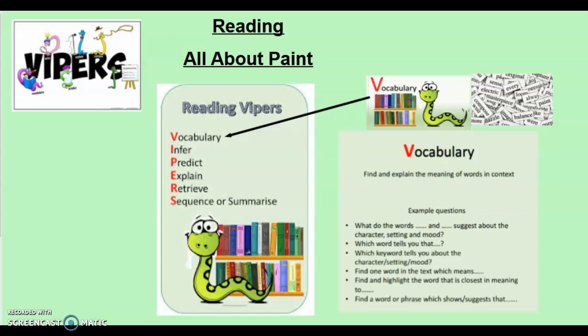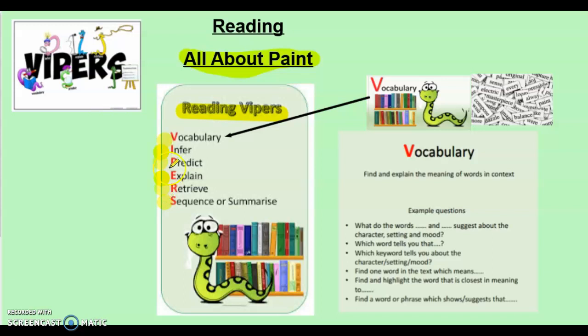In reading today, we are going to be referring back to our explanation text that we looked at last week that used story maps, and the title of that text is All About Paint. When we look at that text today, we're really going to tune in to the types of words that are used, and we're going to refer to our reading VIPERS. We've looked at these before when reading information texts or storybooks. Our reading VIPERS stand for vocabulary, inferring, predicting, explaining, retrieving, and sequencing and summarizing.